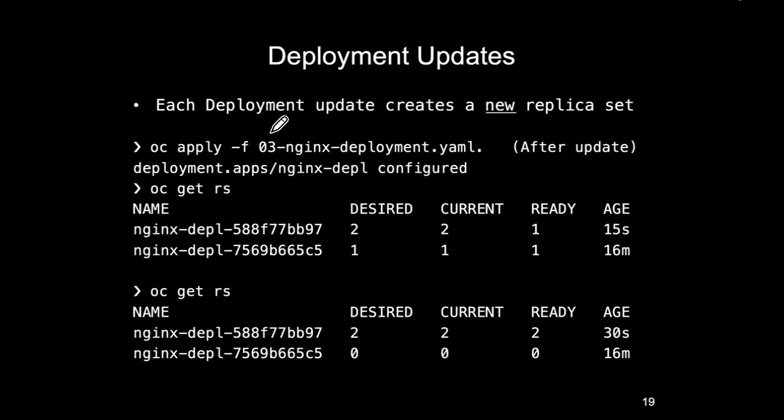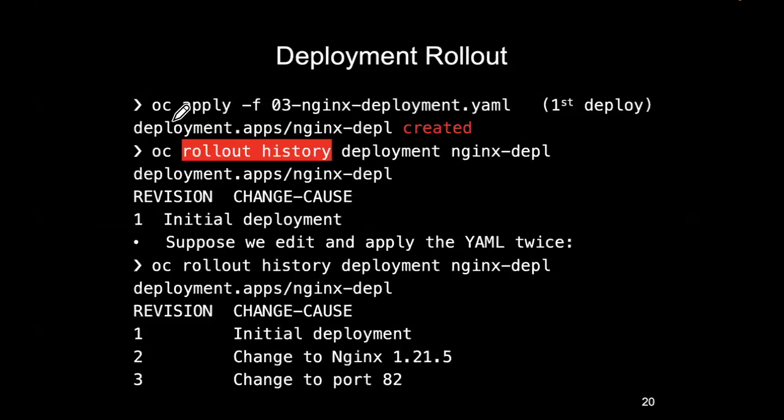So let's do that. And the way you can find how many deployments I have made already of a particular deployment resource, I think I'm showing it on this slide here. If we use the OC rollout history deployment and then the name of the deployment, we'll get a full list of all the deployment updates that have occurred for this deployment resource.